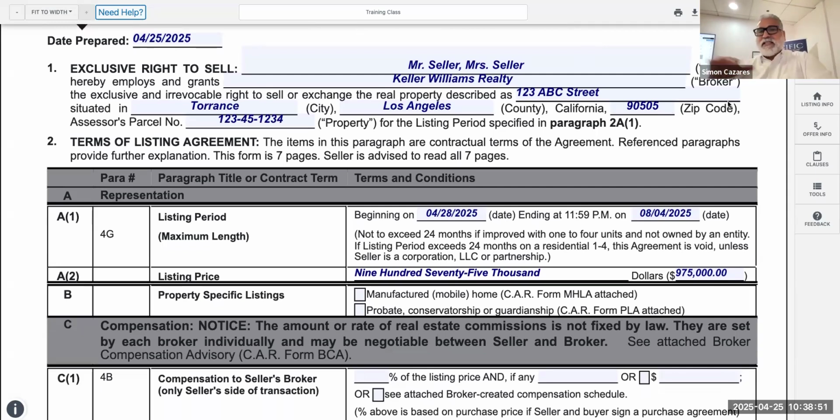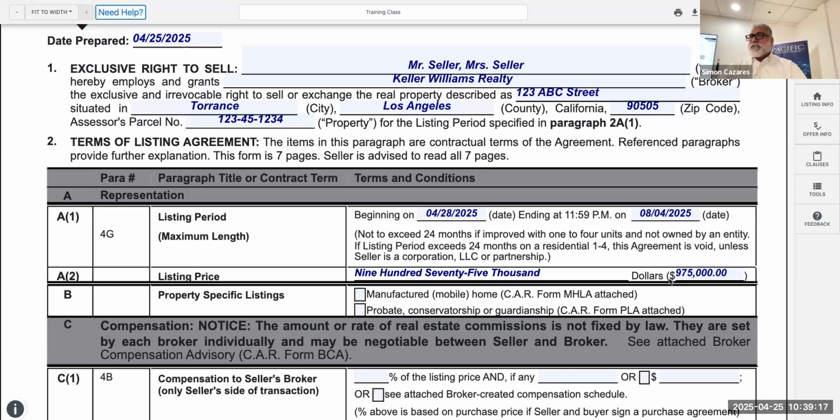So Keller Williams, I just kept it very neutral. Then the next is obviously the address of the property, right? For the sake of today's class, I'm just using a generic ABC street, City of Torrance, Los Angeles County, zip code. The next one is the parcel number, which is very important, right? The APN number, it's like a social security number to us, right? That's what identifies this particular property.